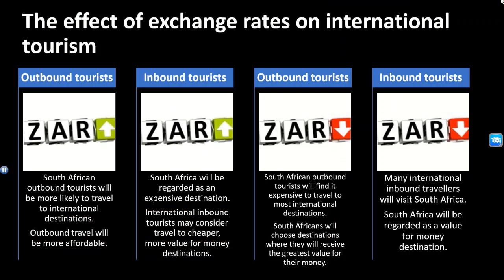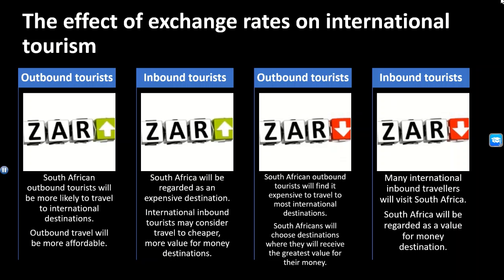There are two more aspects that we need to take a look at, and that is the effect of exchange rates on international tourism and fluctuation. The first one is the effect of exchange rates on international tourism, and we will be looking at a strong Rand versus a weak Rand. On the left-hand side of your screen, you have a strong Rand, indicated by the green arrow going upwards. On the right-hand side, you have the red arrow going downwards, which indicates a weak Rand. In each case, both outbound and inbound tourists are addressed.